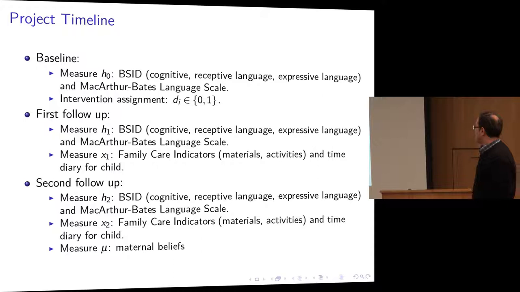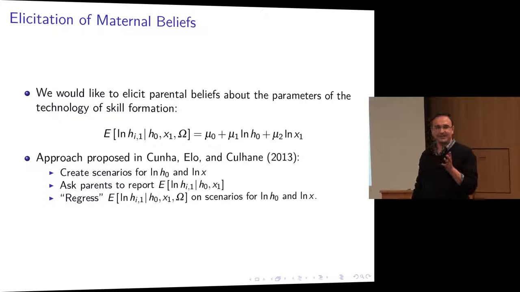This is easy, very easy. So here's the story. This is what parents think for every scenario of human capital at baseline and investments between baseline and end line. This is what they think human capital is going to be, right? And conditional on H0 and X1 and the information set of the parent, their belief about gamma zero is going to be mu zero, their belief about gamma one is going to be mu one, and their belief about gamma two is going to be mu two.